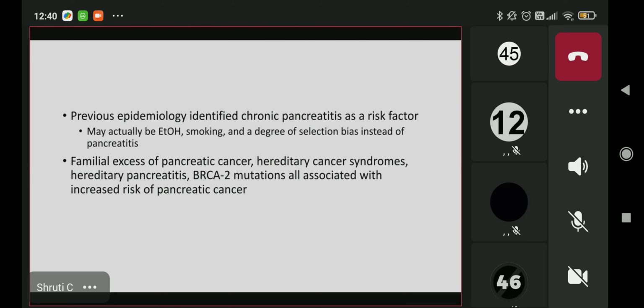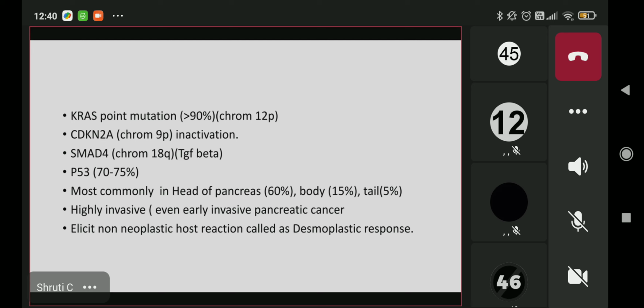The most important mutations that you should remember, which are associated with pancreatic cancer, are the KRAS point mutation, located in more than 90% of cases, on chromosome 12p. It is very important to remember. Then CDKN2A or P16, present on chromosome 9p, inactivation. SMAD4 is quite specific for pancreas, chromosome 18q, and P53. It is usually associated with almost all cancers.